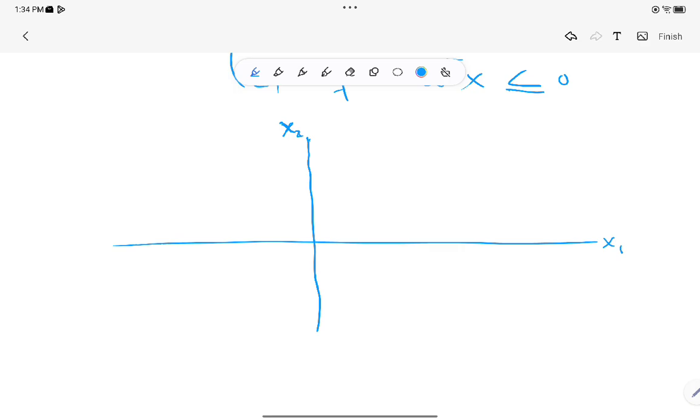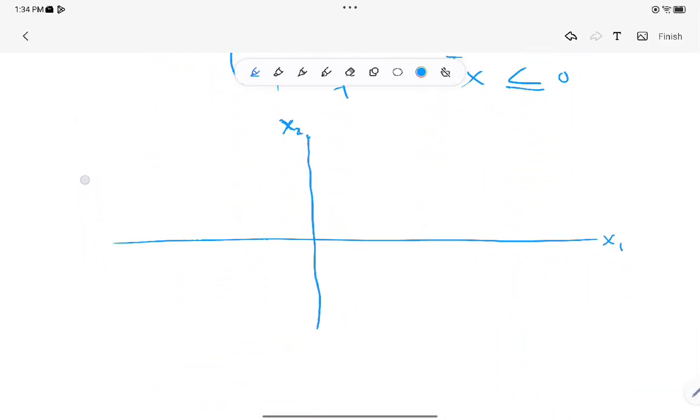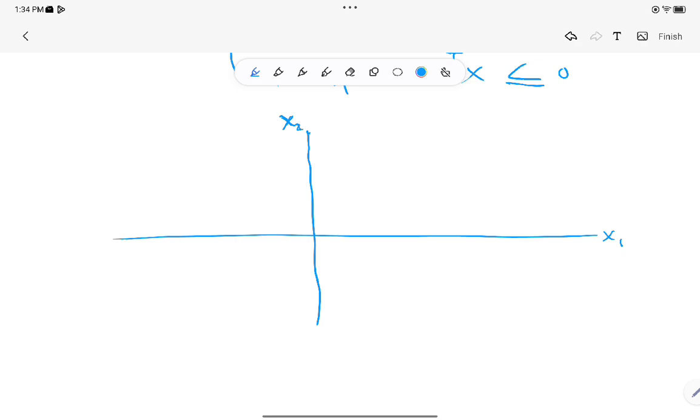For example, this can be the height of a person, this can be the weight of a person, this can be the cholesterol level of a person, this can be the BP of a person. So both are inputs. And then we can draw a straight line in this plane, say a straight line like this.